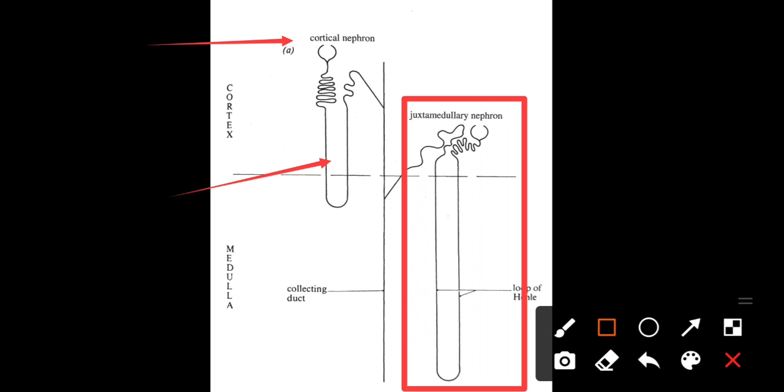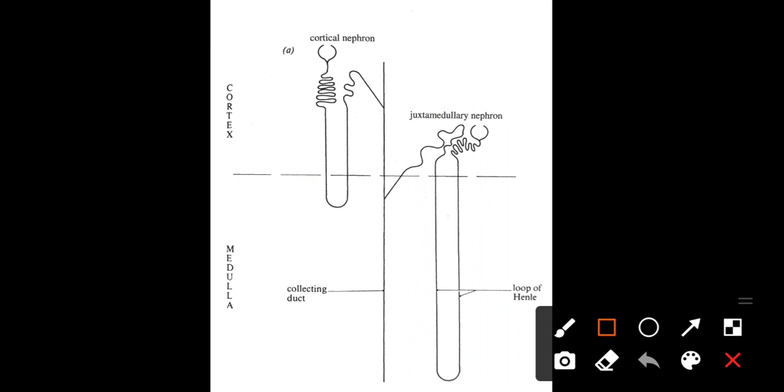Here we have the second type, which is called the juxtamedullary nephrons. Why are they called juxta? Juxta refers to close. So they are close to the medulla. What is close to the medulla is the Bowman's capsule and the glomerulus, they are very close to the medulla. That's why they are named juxtamedullary nephrons.